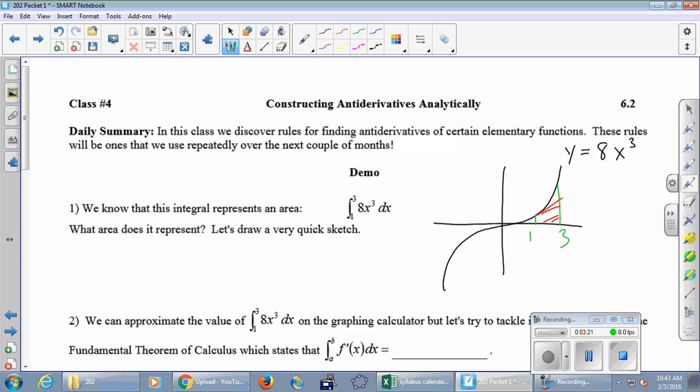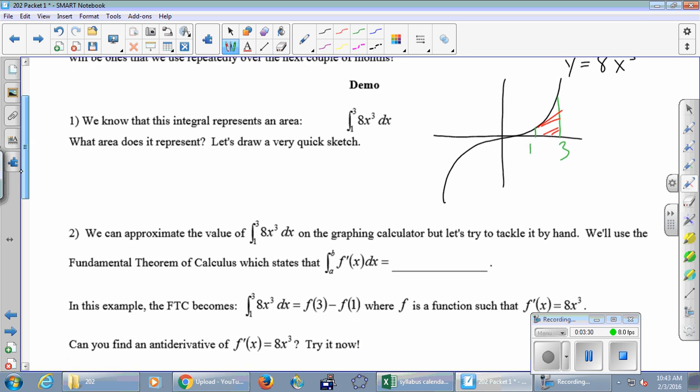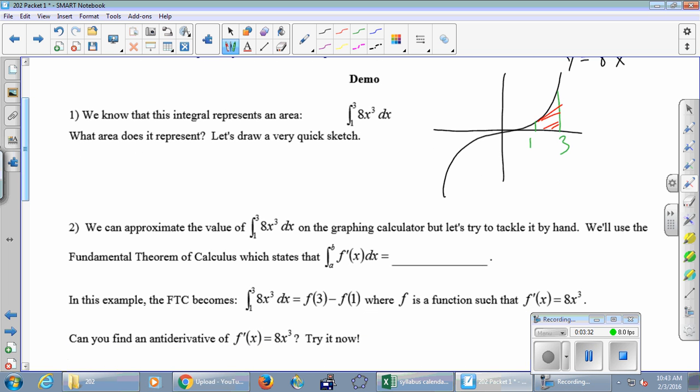Okay, we know that we can find the value of that integral by typing something into the calculator, but we're going to do it without the calculator. And we're going to do it slowly. I know that some of you guys already know what we're supposed to do, but we're going to do this slowly just the first time through. We're going to use the fundamental theorem of calculus, part 1.